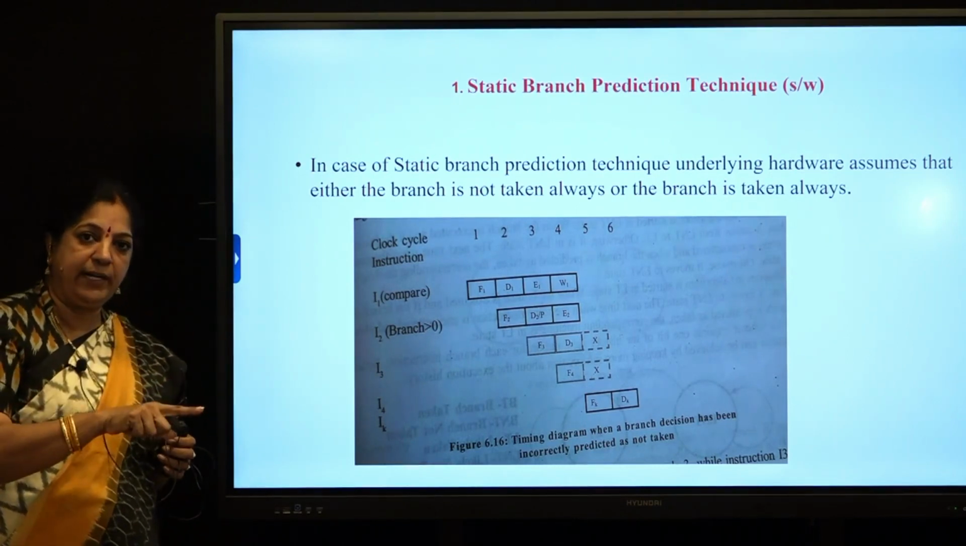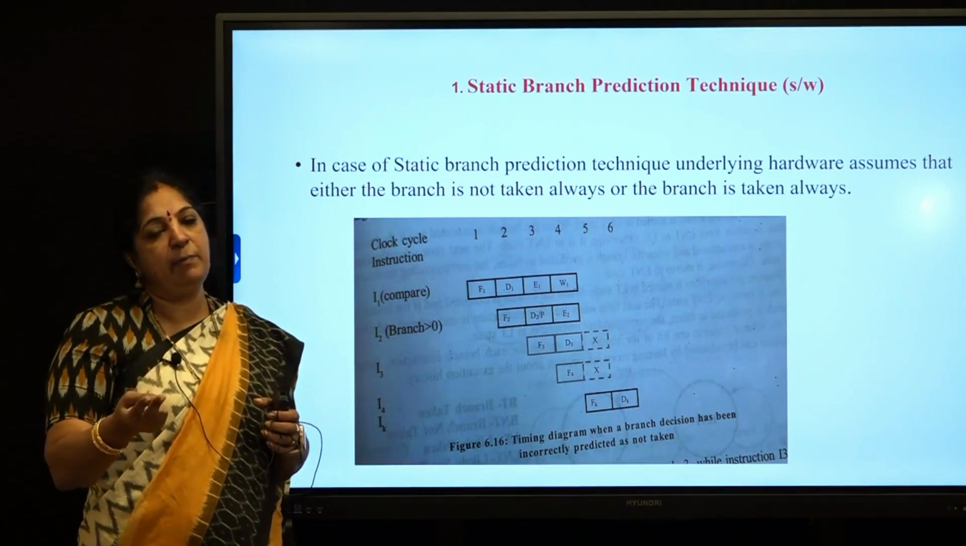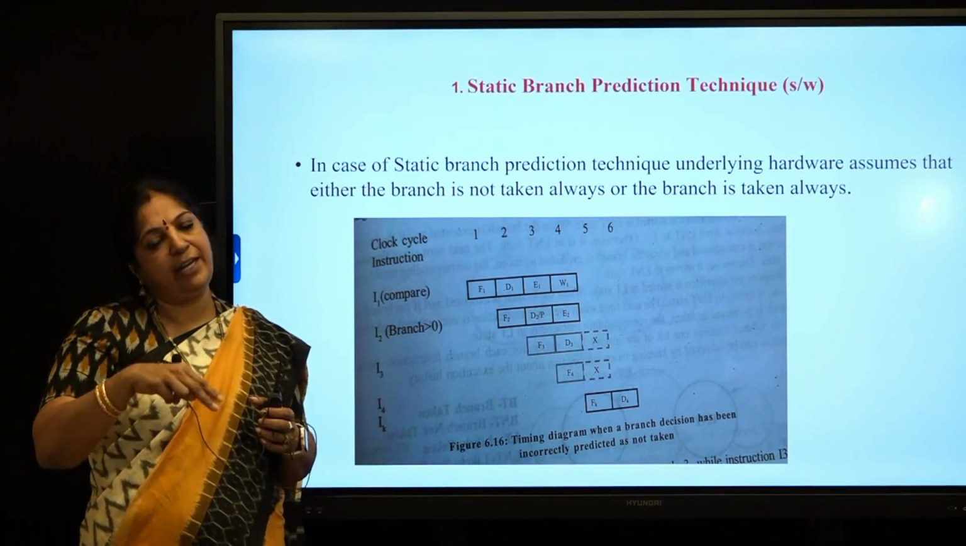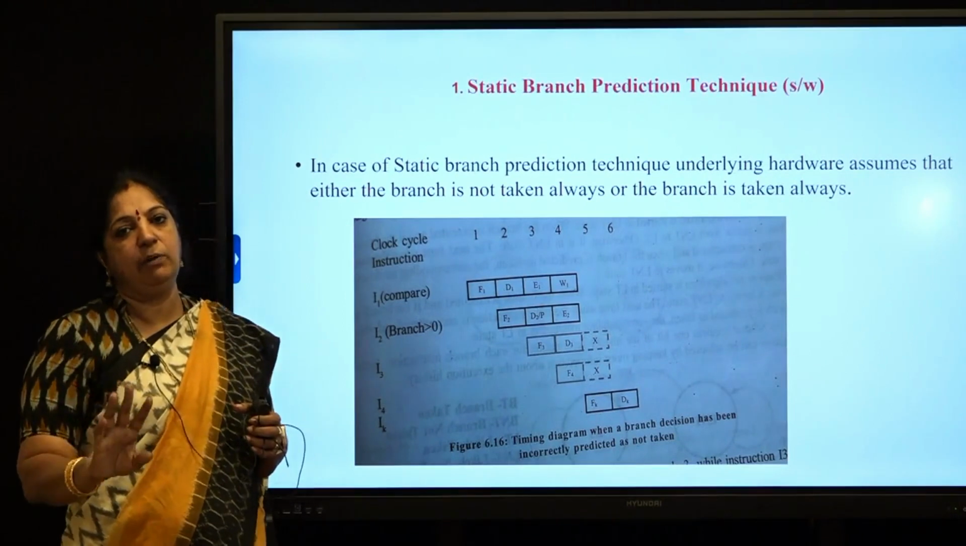So either it will predict every time, so it may be positive or negative, the result may be true or false, whatever it may be, but again next time it will predict the same thing, that there is a branch, and accordingly it will be handling.